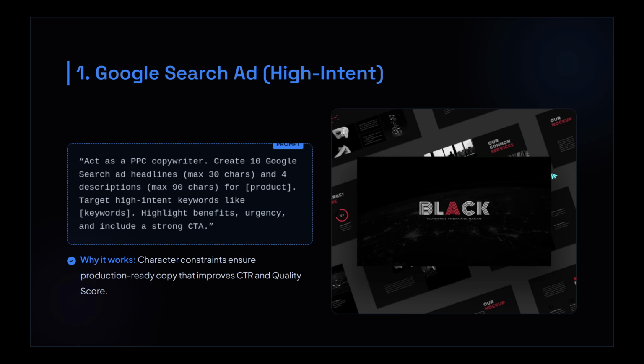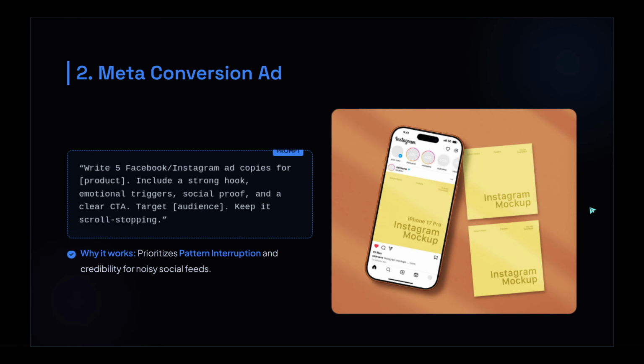This works because it aligns directly with what people are already looking for, and the tight limits force clear, punchy copy that improves click-through rate and quality score. Pro tip: give ChatGPT your top value props and any must-include terms, then double-check character counts to avoid truncation.